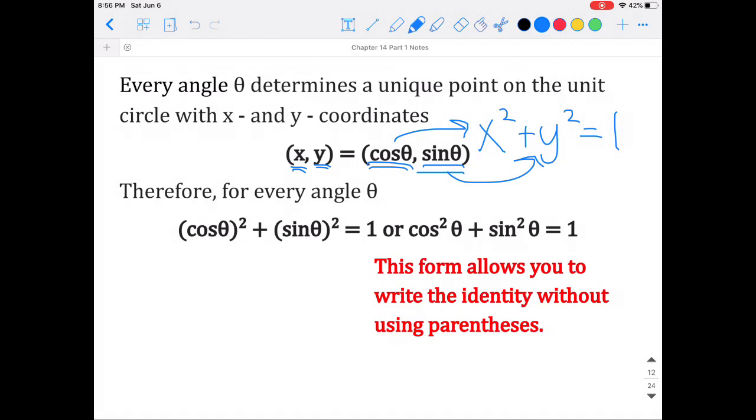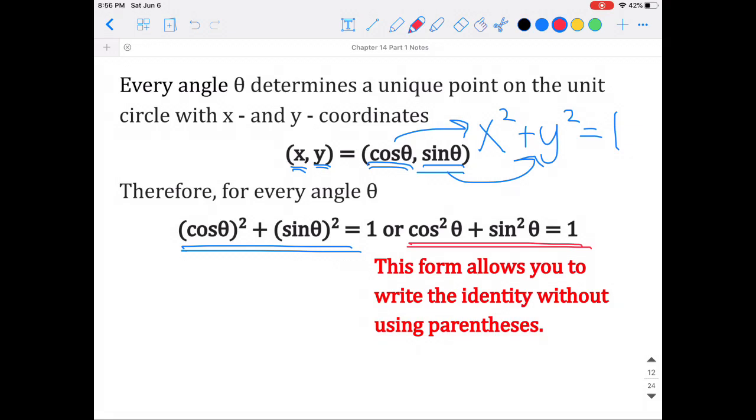Therefore, for every angle theta, we can write the equation as cosine of theta squared plus sine of theta squared equals 1. All we did here in this equation was replace x with cosine of theta and y with sine of theta. This equation we can simplify now. This part is also very important. This equation can be simplified to cosine squared theta plus sine squared theta equals 1.